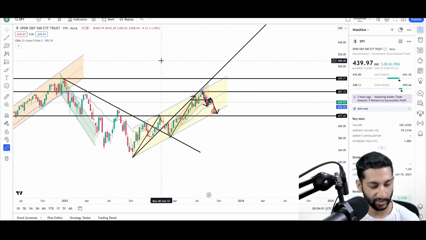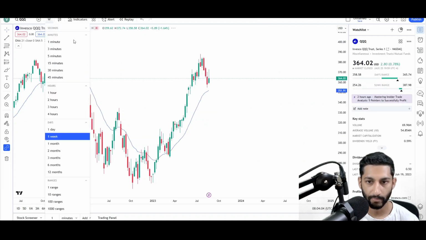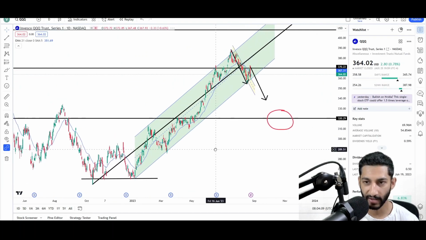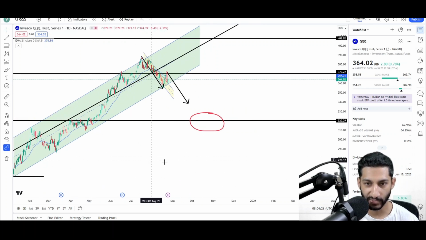Now let's take a look at QQQ just real quick on the daily chart. So here's QQQ on the daily chart, and QQQ isn't as bad as the SPY, but it will probably drop lower, because if I'm bearish on the SPY in the short term, there's a good chance that QQQ will also drop lower. So QQQ is definitely in this green uptrend channel.